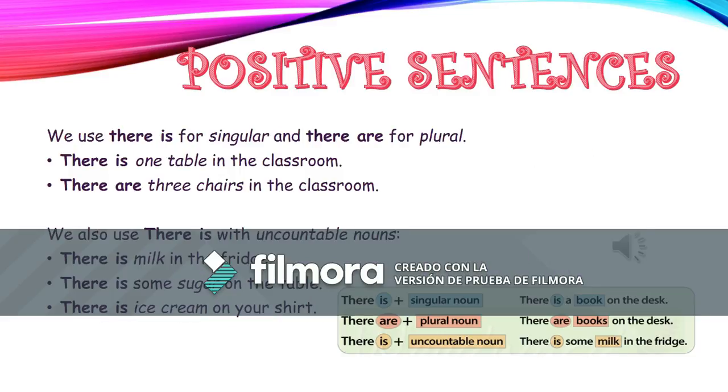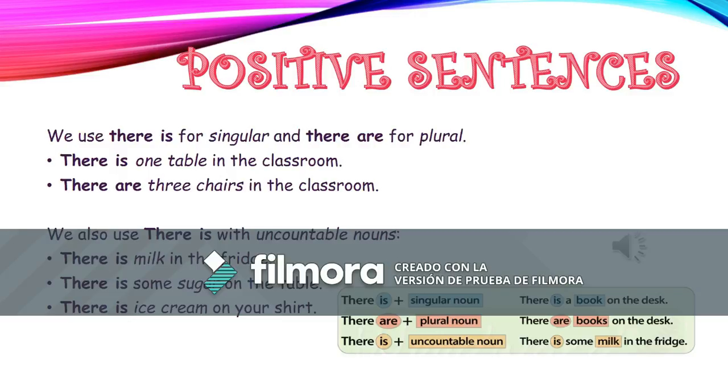Positive sentence. We use there is for singular and there are for plural. Example: There is one table in the classroom. There are three chairs in the classroom. We also use there is with uncountable nouns. There is milk in the fridge. There is some sugar on the table. And there is ice cream on your shirt.